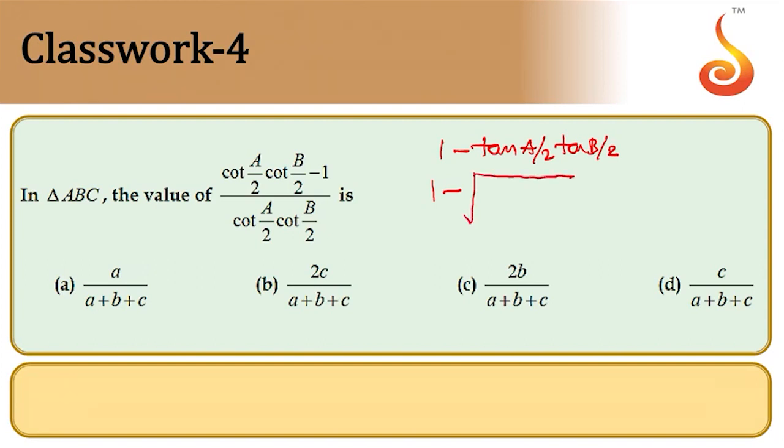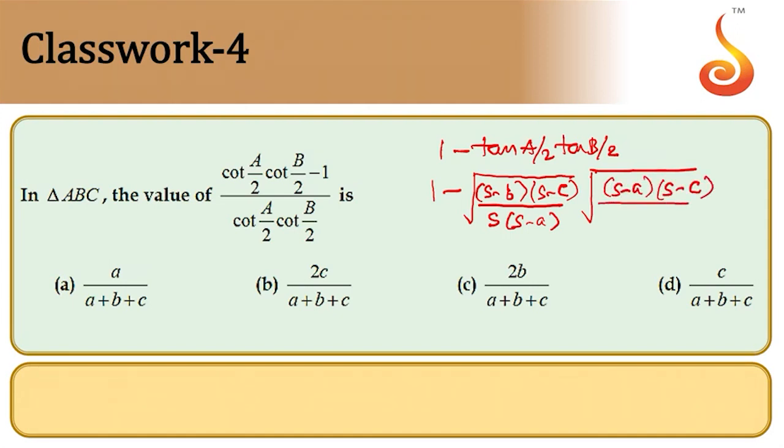Tan A by 2 is under root of S minus B into S minus C by S into S minus A. Similarly, tan B by 2 will be S minus A into S minus C by S into S minus B. If you simplify, we get final answer as C by S. This is nothing but 2C by S. 2 we get in denominator as A plus B plus C, so you will get 2C by A plus B plus C. Just simplify, you get your required result.